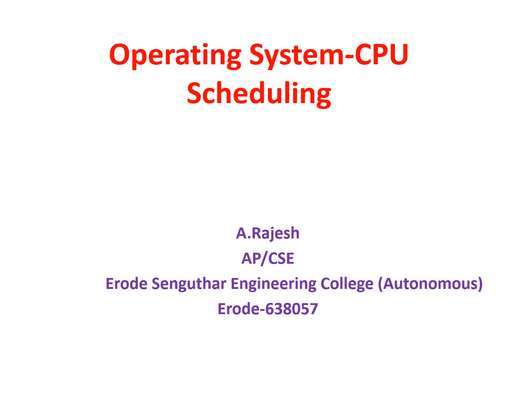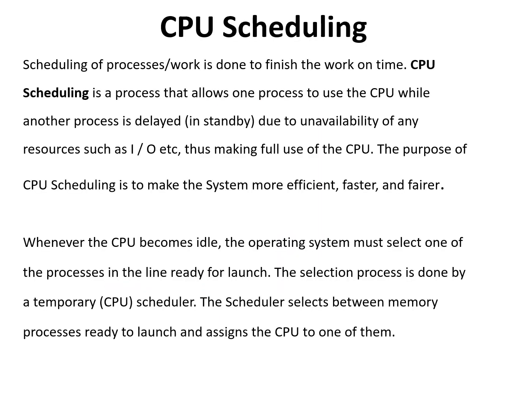Okay, let's go to the slide. CPU scheduling. Before discussing CPU scheduling in depth, we have to know the basic need for it. What is scheduling? Scheduling of a process or work is done to finish the work on time. So why do we need scheduling? We have to complete the process or work on time. That is also one of the reasons we need CPU scheduling.